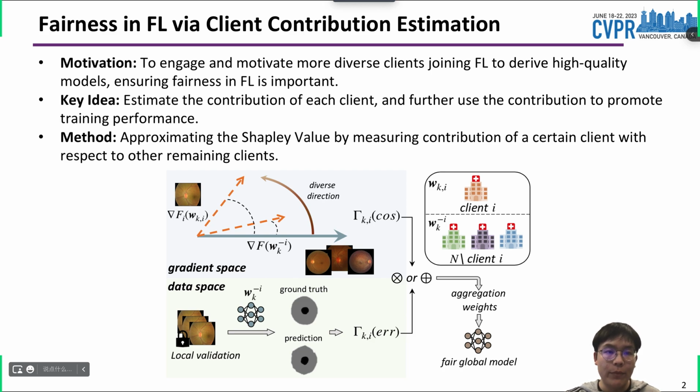In this work, we aim to engage and motivate more clients to join FL by giving them a fair contribution estimation result. Our key idea is driven by the Shapley value, which is a classical concept in game theory. It can help to value each agent in a multiplayer game. However, due to the very high computational cost of Shapley value, we propose to approximate it by measuring the contribution of each client given a certain client and all remaining other clients. Our estimation is conducted in gradient and data space. The efficacy of our method has been demonstrated with comprehensive experiments and analytical studies.